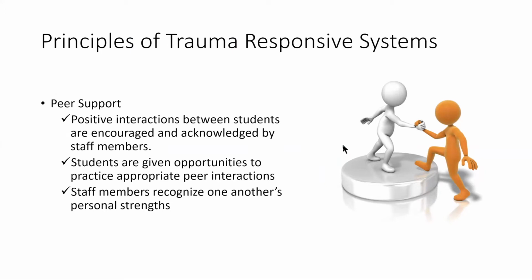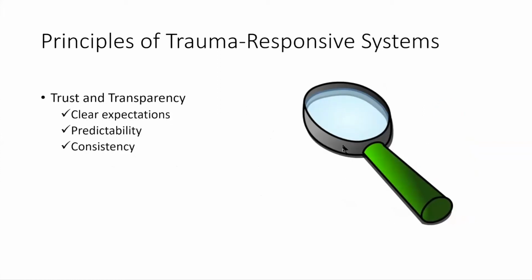And we're also looking at, are we giving them appropriate opportunities to practice positive interactions, not only amongst the student peers, but in the staff peers as well? Staff members are recognized as one another's strengths, and how much are we fostering that collaboration, which in itself is a principle. Trust and transparency: are the expectations clear no matter what part of the educational system we're navigating? Are there clear expectations?